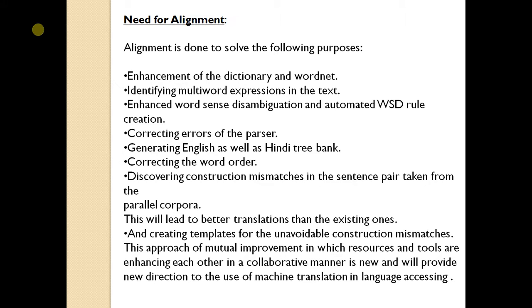Alignment is done to serve the following purposes. The first one is enhancement of dictionary and WordNet. Then follows identifying multi-word expressions in the text. Then enhanced word sense disambiguation and automated WSD rule creation. Further, correcting errors of the parsers, generating English as well as Hindi treebanks, correcting the word order, discovering construction mismatches in the sentence pairs taken from the parallel corpora. This will lead to a better translation than existing ones and creating templates for the unavoidable construction mismatch.